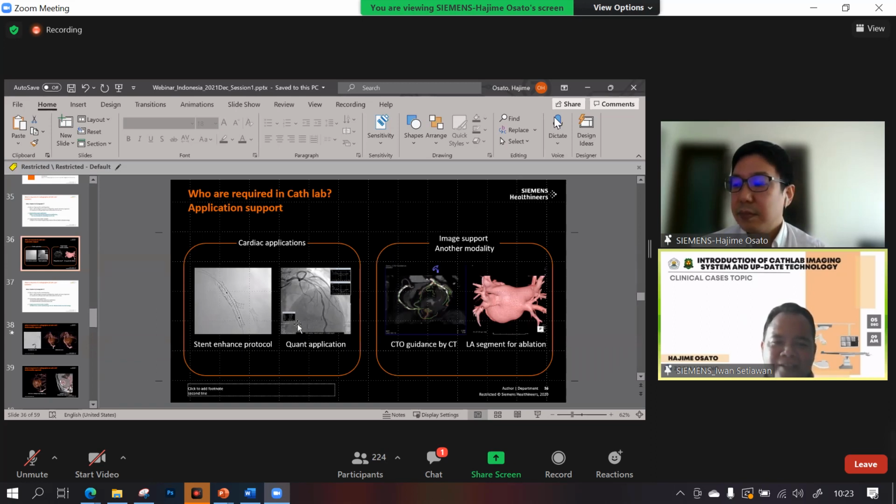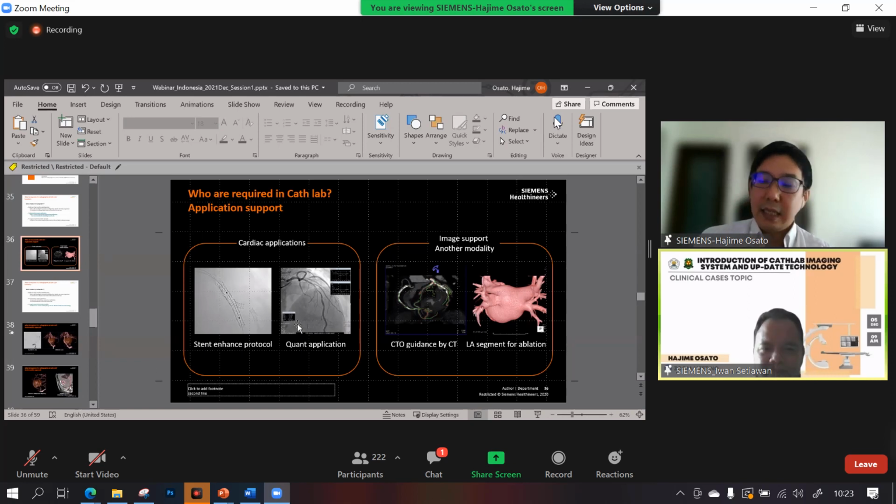The second question, Hajime-san, is also from Pak Ari. Pak Ari mentioned that sometimes in the real situation in Indonesia, in the Cathlab environment, the cardiologist team excludes the radiographer, on the assumption that nursing staff can handle the Cathlab for routine positioning. Could you share the Japan situation? Should the radiographer profession be mandatory in the Cathlab environment, or something else?